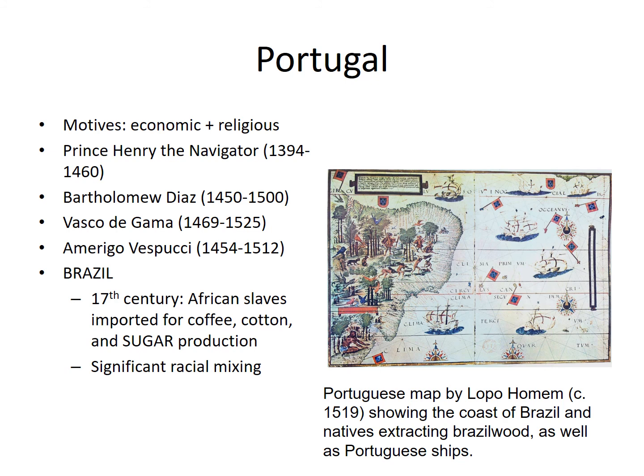Amerigo Vespucci will be a Portuguese explorer that will push westward, moving across the Atlantic Ocean, and eventually we see other Portuguese explorers will continue to push westward, founding Brazil eventually on the coastline of South America. In the 17th century, African slaves will be imported on Portuguese ships from Africa to the New World in exchange for coffee, cotton, and of course sugar, the big cash crop sugar. There will be significant racial mixing in Brazil as a result of this.